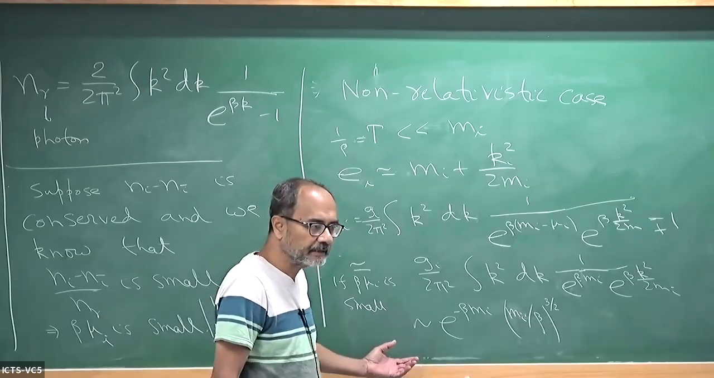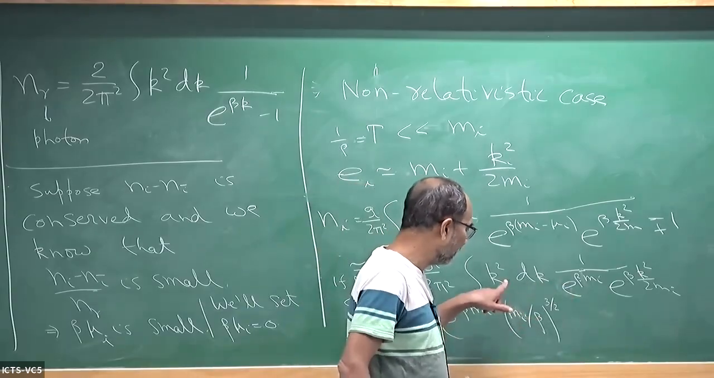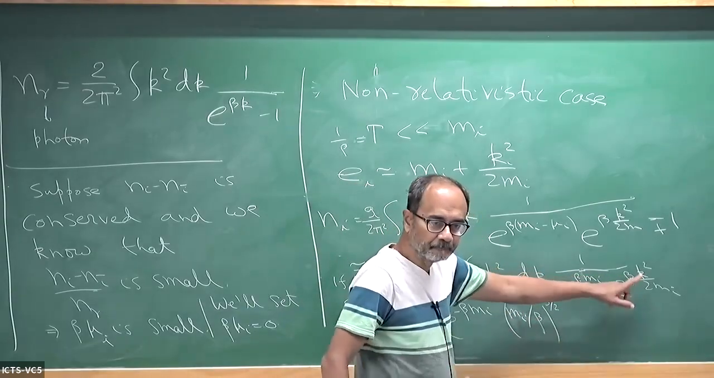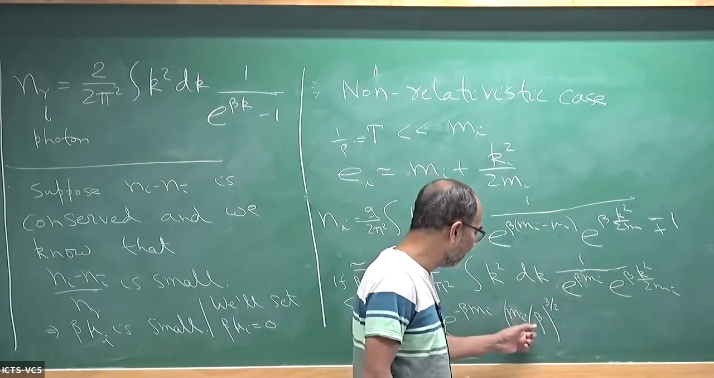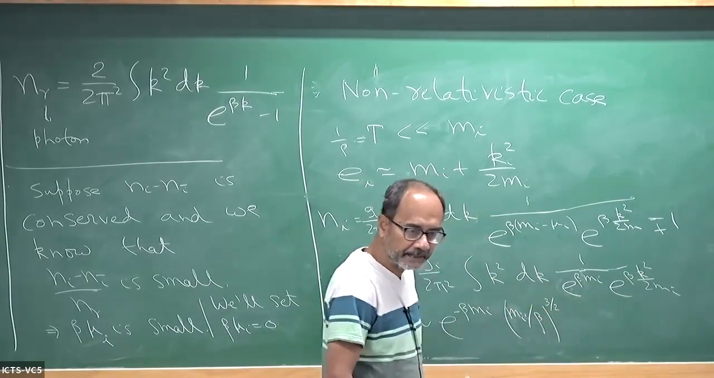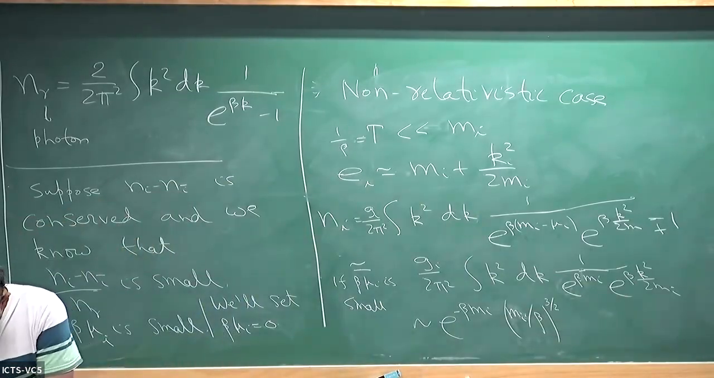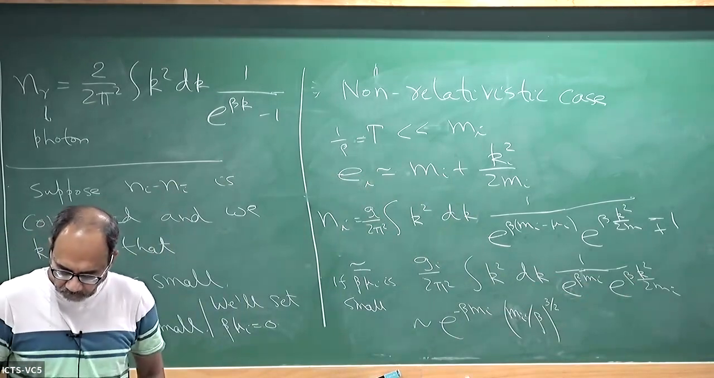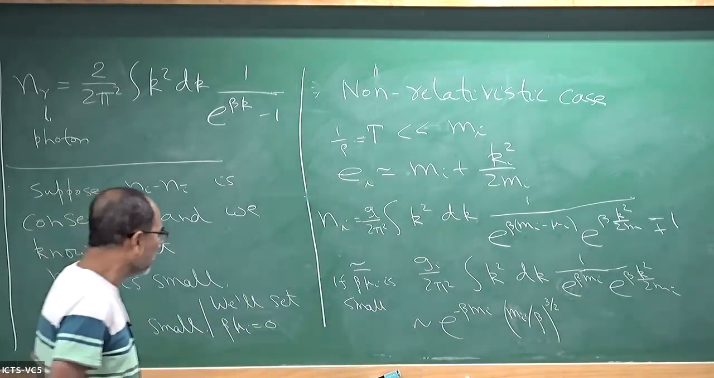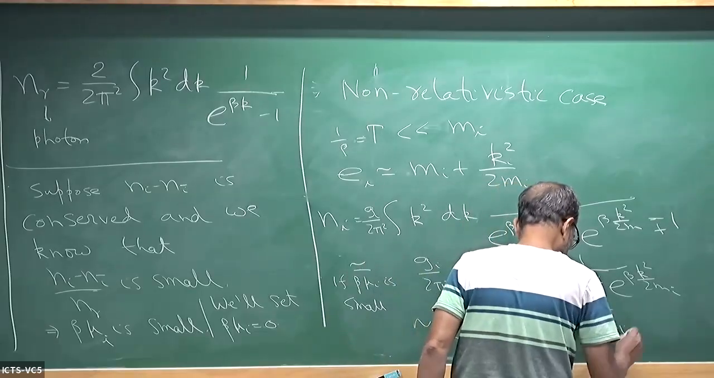Is this clear? This factor you can get simply by scaling k by the square root of M_i by beta. The actual integral you can also do, since it is a Gaussian integral, but this dependence you can get just by scaling k. And similarly, n_i bar will also be the same, because you have set beta mu equal to 0.